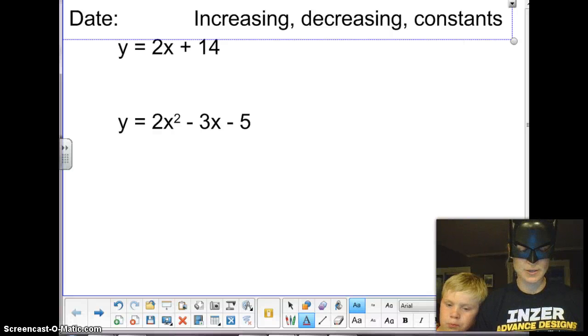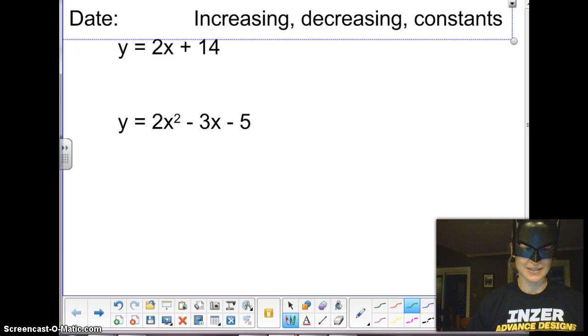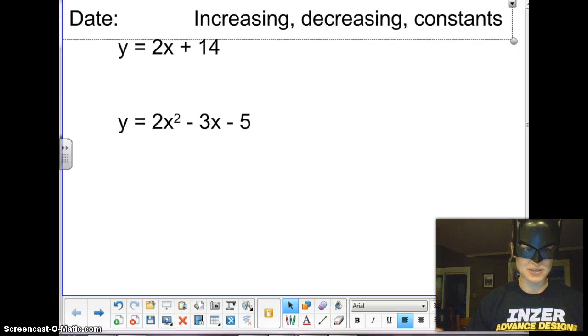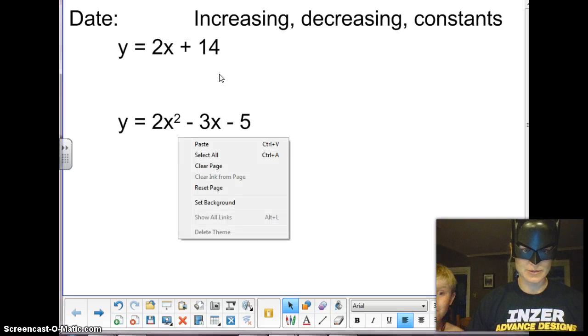Okay, tonight's video that Brody and I are going to be doing is on increasing, decreasing, and constants. But before we can do that, we have to decide what a constant is. Okay, so looking at a general equation. Looking at general equations here.